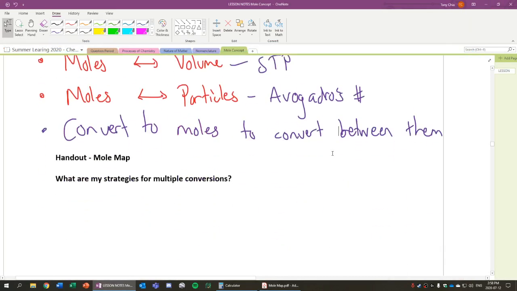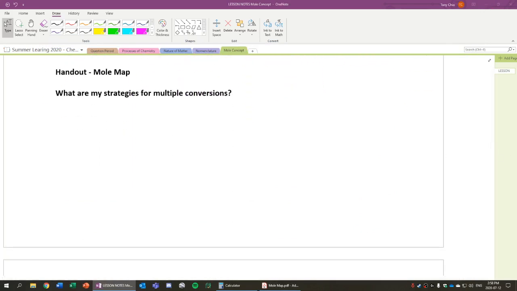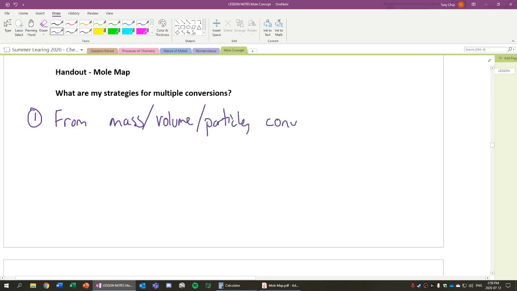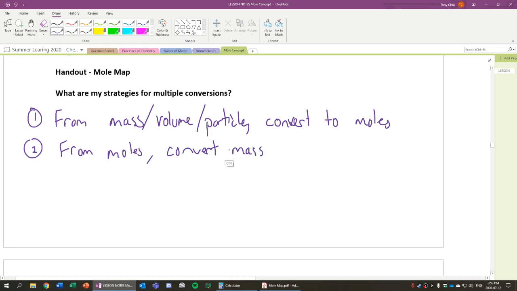Alright, so how do we convert using multiple conversions? Well, it's quite simple actually. First step, from mass, volume, or particles, convert to moles first. Okay, step 2. From moles, convert to mass, volume, or particles. So it's just really 2 steps. It's knowing where you are and what you need to convert.